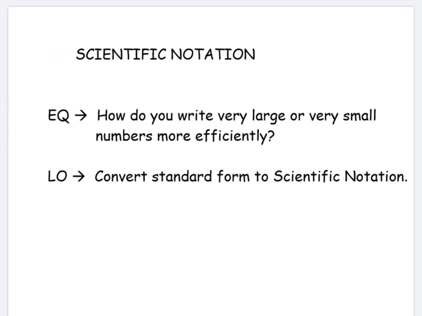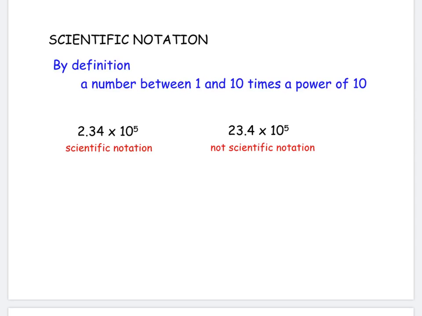This lesson is going to be looking at scientific notation. Scientific notation, by definition, is a number that is between 1 and 10 multiplied by a power of 10.